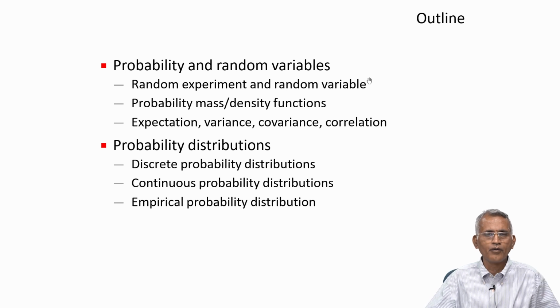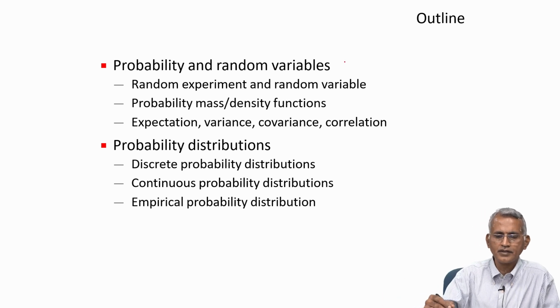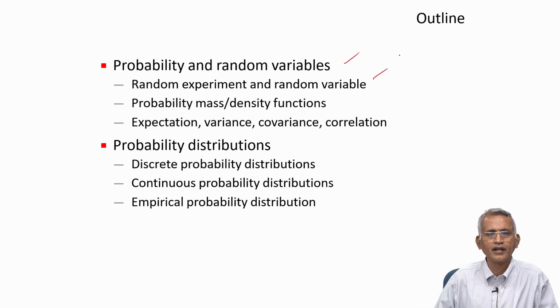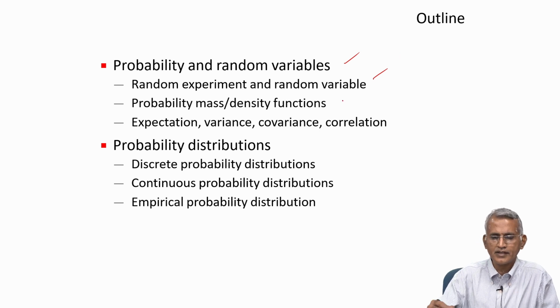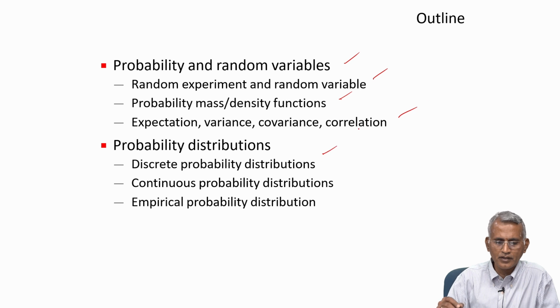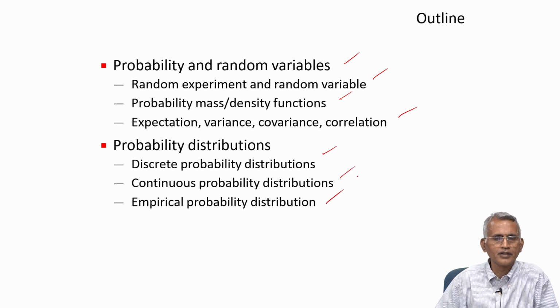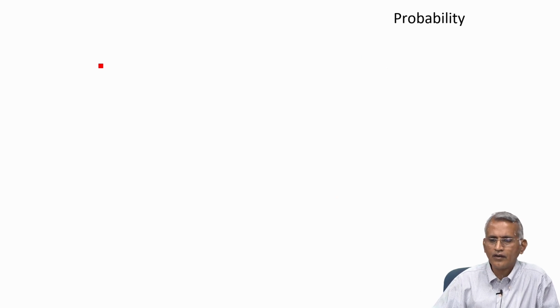The outline of probability and random variables consists of random experiments and random variables, probability mass and density functions, and expectation, variance, covariance and correlations. And the probability distributions consist of discrete probability distribution, continuous probability distribution, and empirical probability distribution. Right.